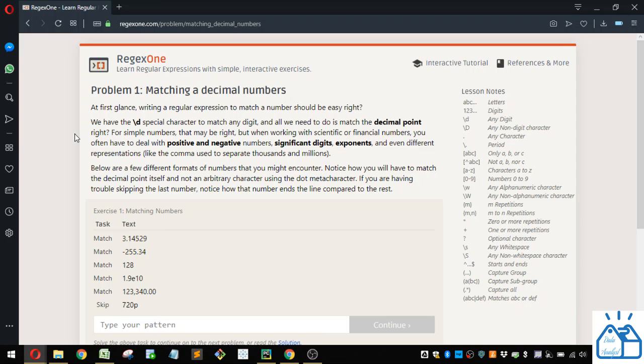For simple numbers, that may be right, but when working with scientific or financial numbers, you often have to deal with positive and negative numbers, significant digits, exponents, and even different representations like the comma used to separate thousands and millions. Below are a few different formats of numbers that you might encounter. Notice how you'll have to match the decimal point itself and not an arbitrary character using the dot metacharacter. If you are having trouble skipping the last number, notice how the number ends the line compared to the rest.